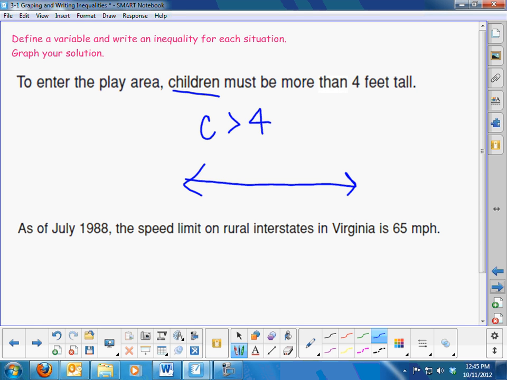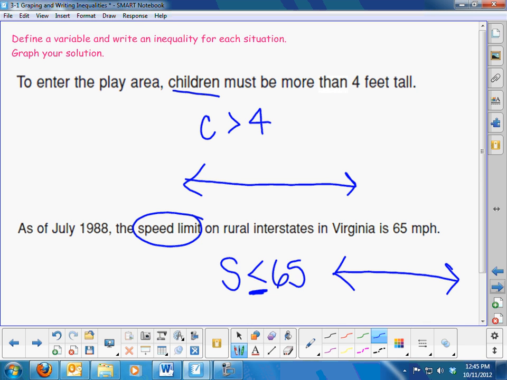As of July 1988, the speed limit on rural interstates in Virginia is 65 miles per hour. So we're talking about a speed limit here. That means I know a speed limit tells me I can go that speed or I can go less than that, right? If the speed limit's 65, could I write out exactly 65? I really could. As long as I don't go up to 66, I'm pretty safe. So I know that my speed needs to be less than, or it could be equal to 65. Does that make sense to you? Hopefully so. Let's draw it on a number line and see what your solution set would be.